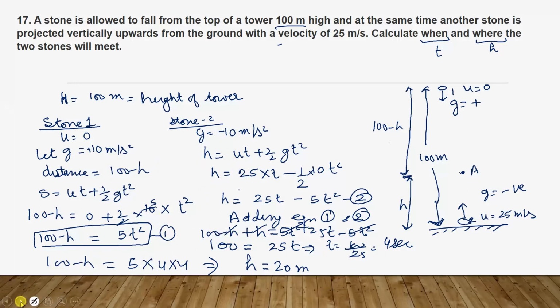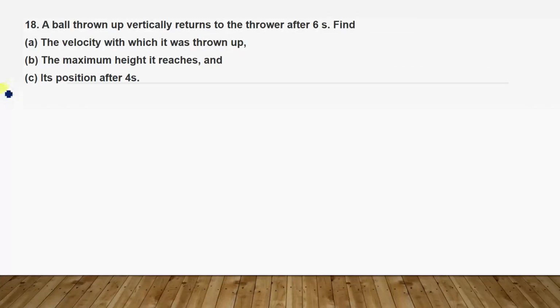Okay. Let's solve the last question. The ball thrown vertically upward returns to the thrower after 6 seconds. Find the velocity with which it was thrown up, the maximum height it reaches, and its position after 4 seconds. So students, all these questions have been summed up into one question.